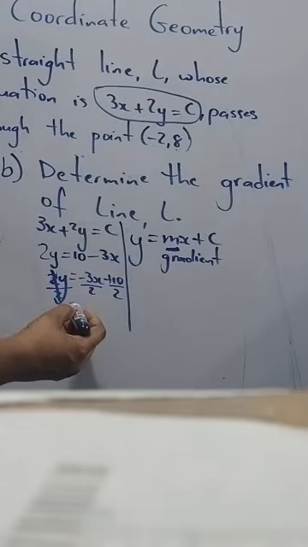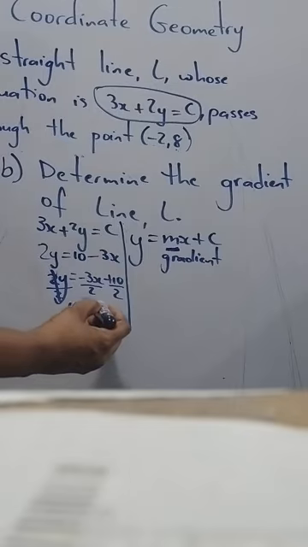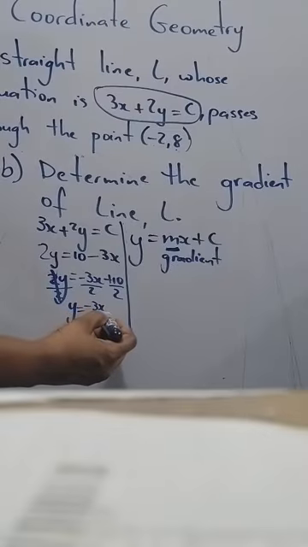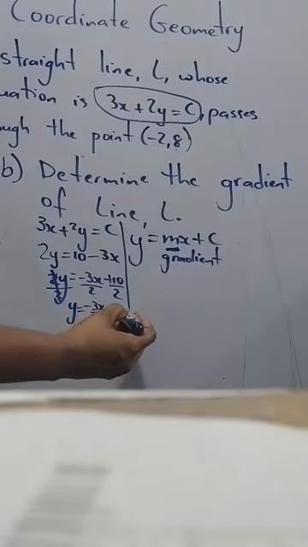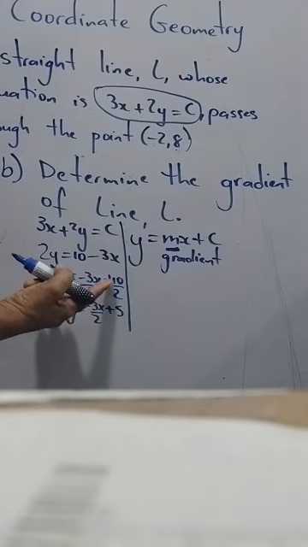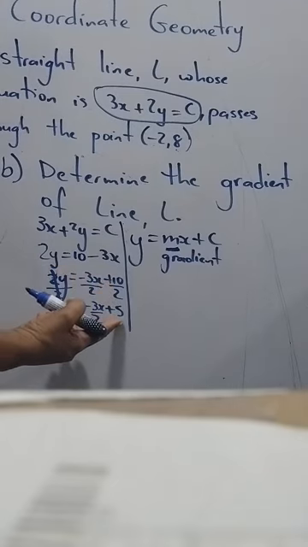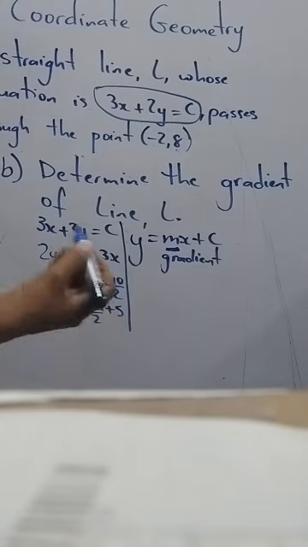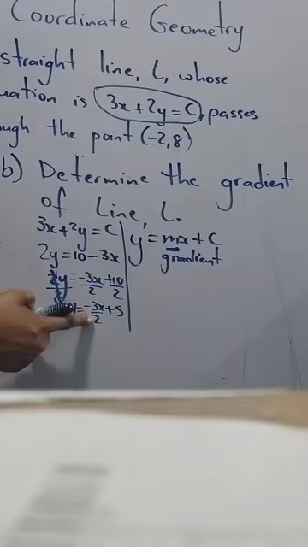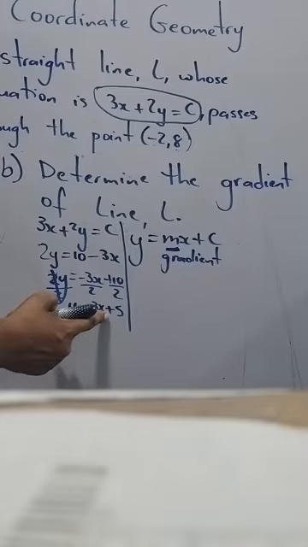So what is now my new statement? y is equal to negative 3x over 2 plus 5. I simplified this part because 10 divided by 2 is 5. What then is my gradient? The entire fraction here is what multiplies x.